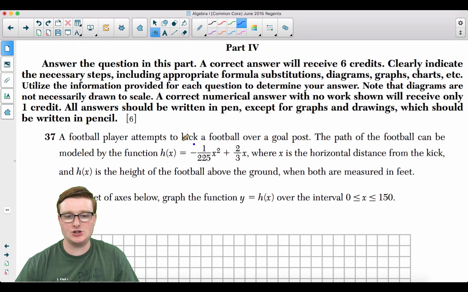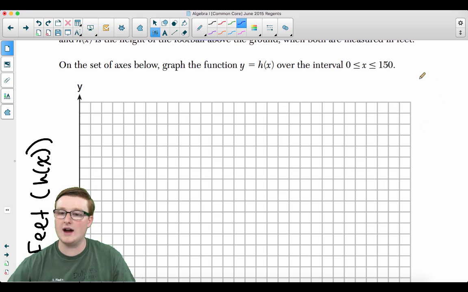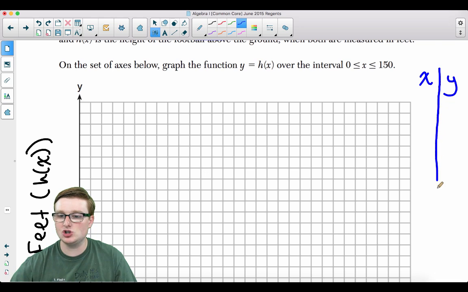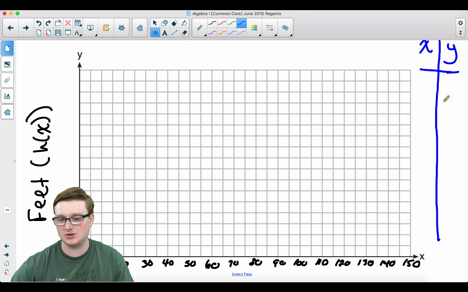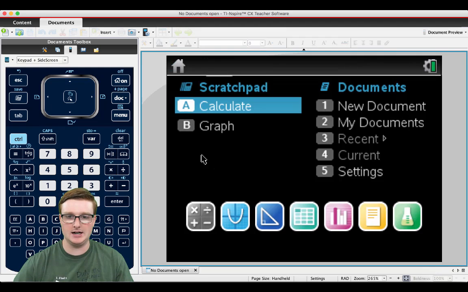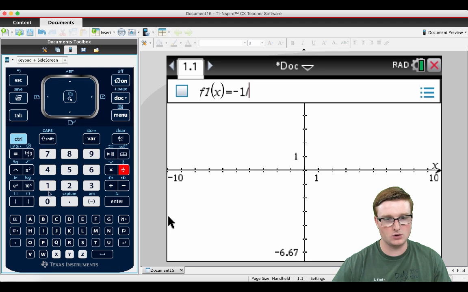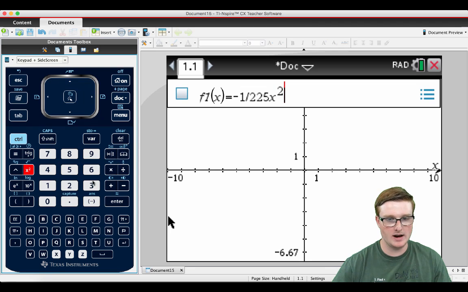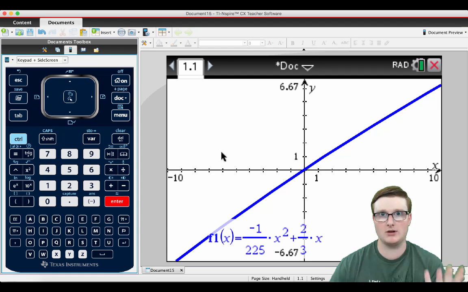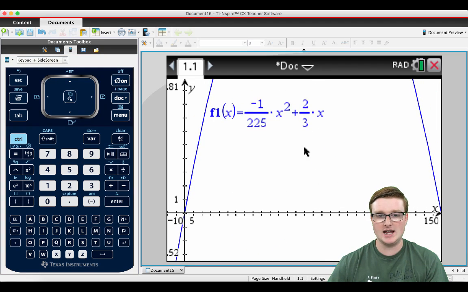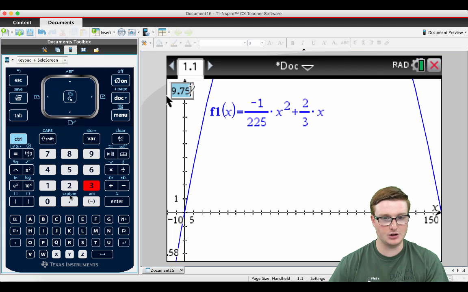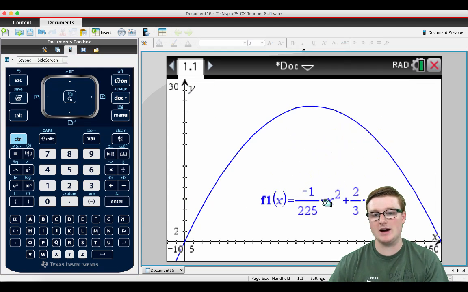Now, if you graph this into your calculator and get a table of values, that would be awesome. But the problem is that there are so many values that you have to select wisely. You have to select whole numbers. And I'm going to do that right now. I'm going to go to my calculator and graph -1 over 225 x squared plus 2/3 x. Now, it doesn't even look like a parabola, but you just need to change the domain to 150, and then change the top to about 30-ish. And that is your parabola.